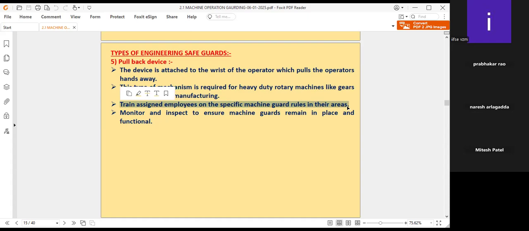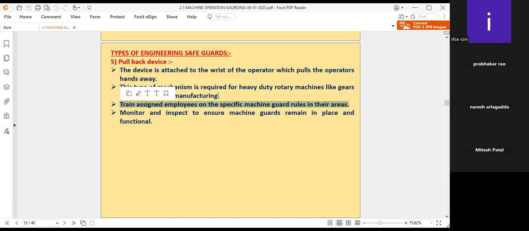These guards are different. You have to send the employees for outside training, or the organization or manufacturer has to develop in-house training, specifically on specially designed pullback devices. Otherwise, we cannot allow that person to operate machines which have pullback device guards.